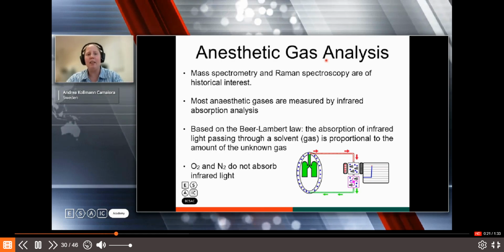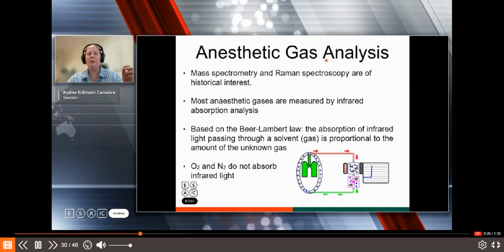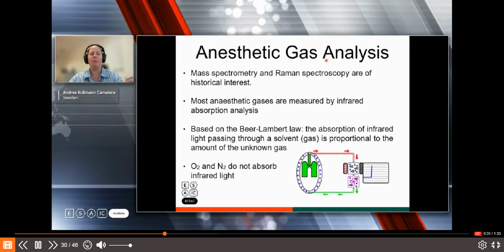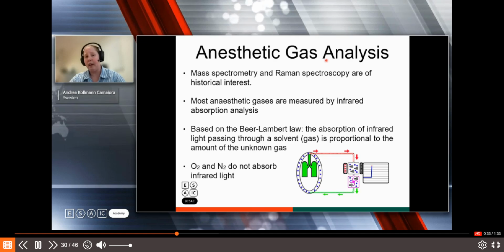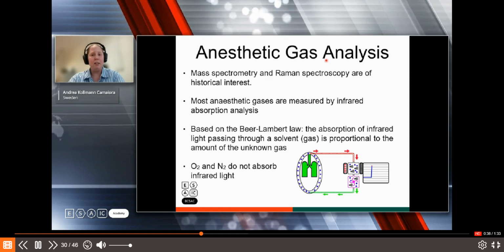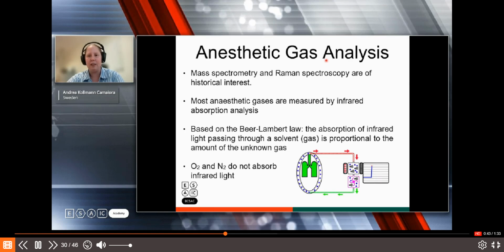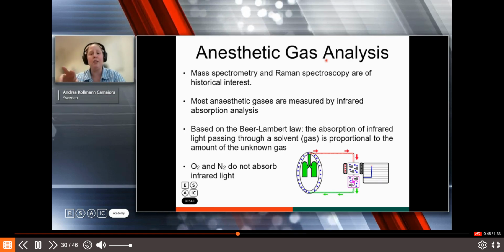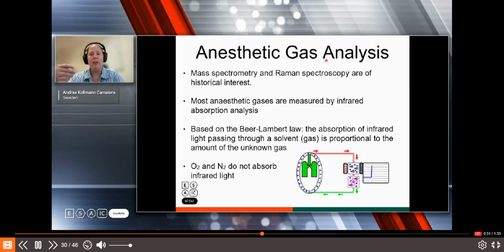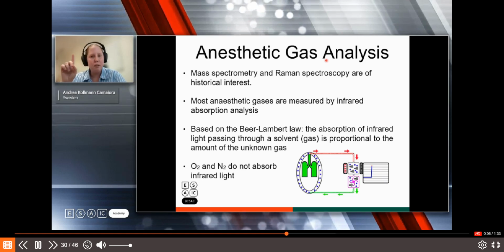And most anesthetic gases are measured by infrared absorption based on the Beer-Lambert law. So the absorption of infrared light passing through the solvent, in this case the gas, is proportional to the amount of the unknown gas. But there is a caveat here. This works for gases that are made of two different atoms. So it can have many atoms, but they need to be different. For example, CO2, you have carbon and oxygen, it works. Sevoflurane, it works. But O2, it's the same atom, it's twice, but it's the same.